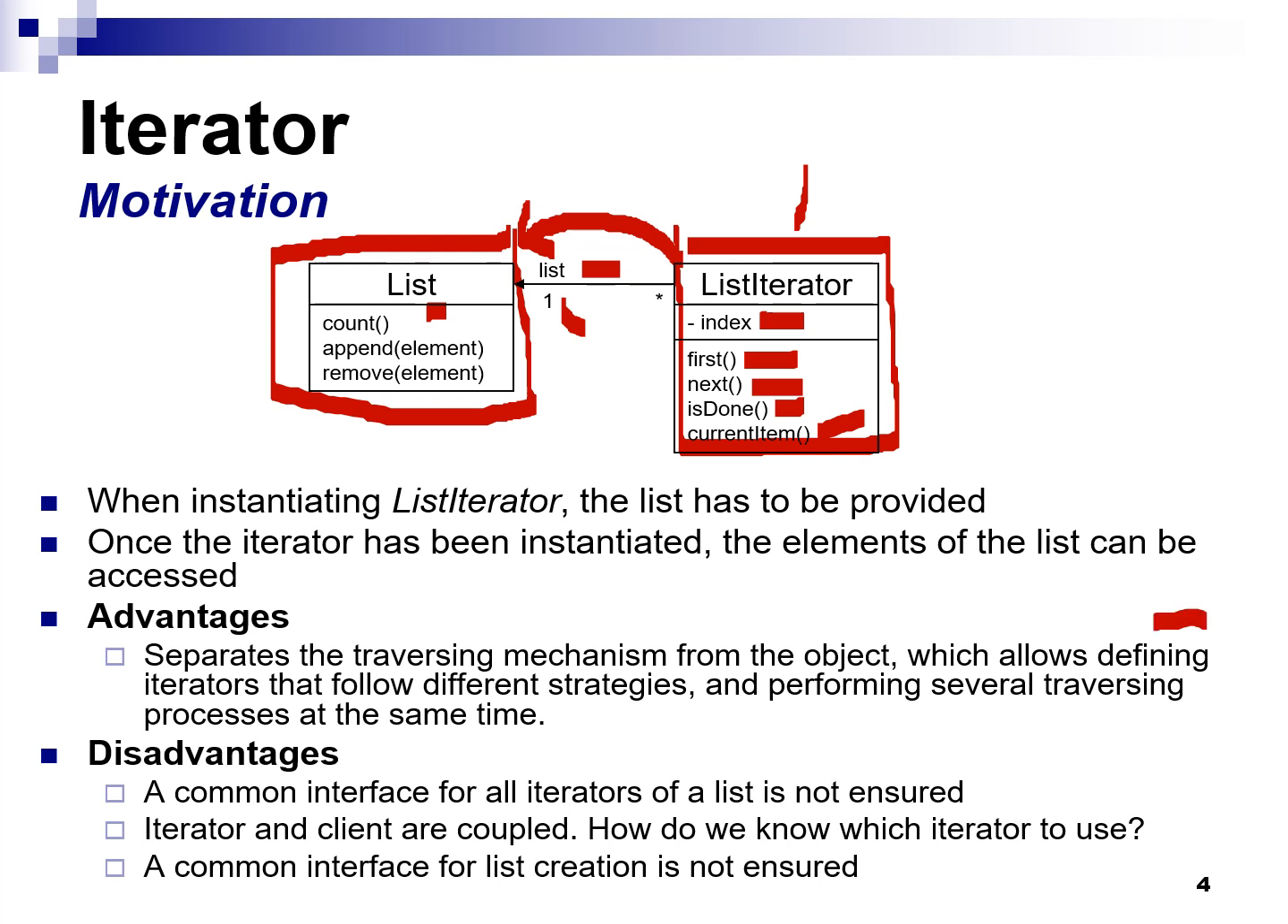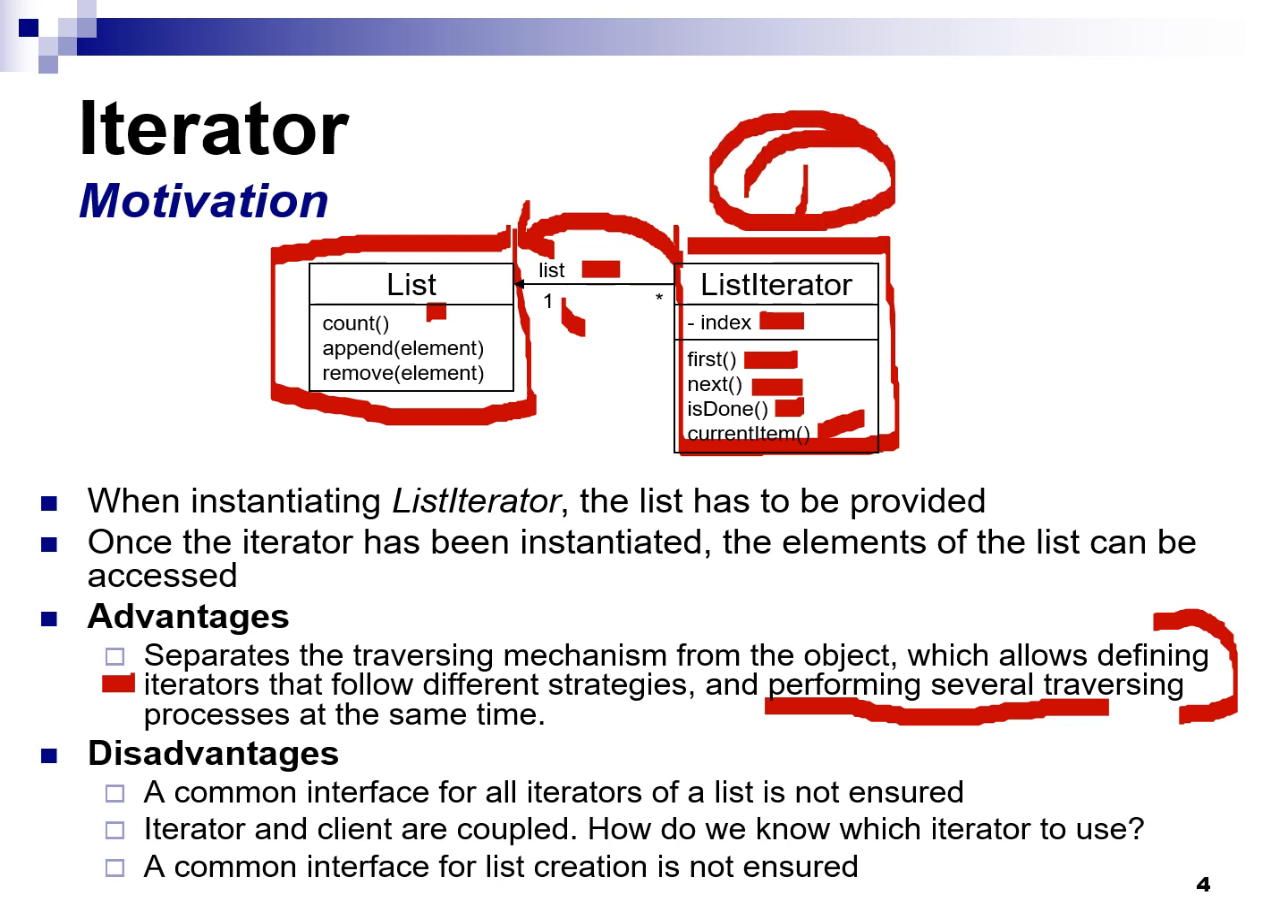Well, this has the advantage that we have separated the traversal mechanism from the collection, so that we can perform several traversing processes, or we can define different strategies for iterating. However, this is not the full solution, right? Because, for example, we don't have a common interface for all possible iterators. I may have additional iterators, but I don't have a common interface. Here I have just one concrete class. I would need to define a common interface, for example, for forward, backward iterators, and so on.